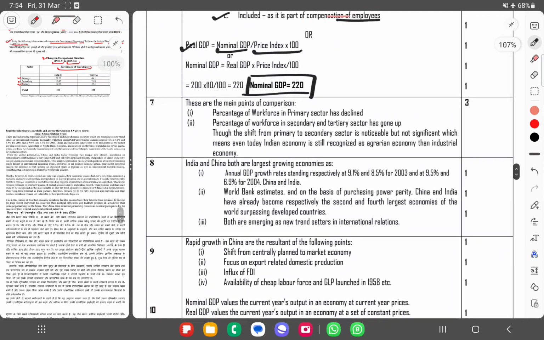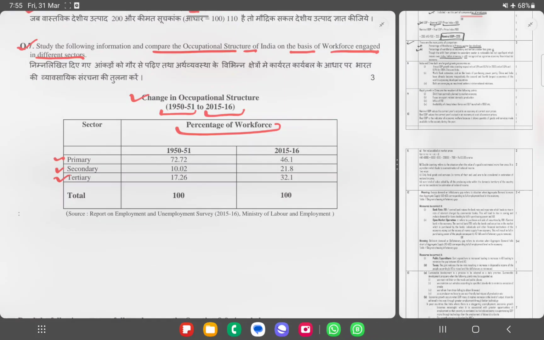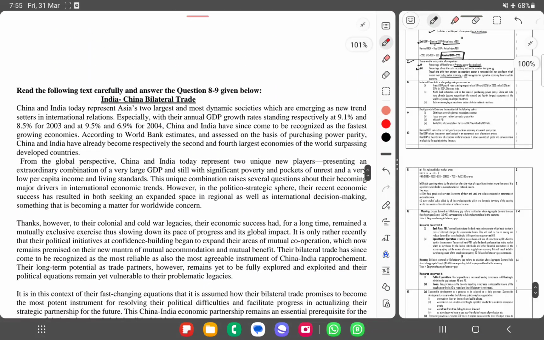These are the three main points of comparison. The percentage of workforce in the primary sector has declined. The percentage of workforce in the secondary and tertiary sector has gone up. Though the shift from the primary and secondary sector is noticeable but not significant, which means even today the Indian economy is still recognized as an agrarian economy rather than an industrial economy. Now next question, that is question number 8.